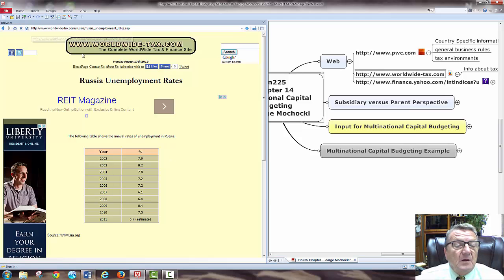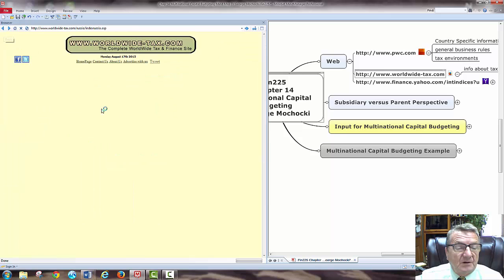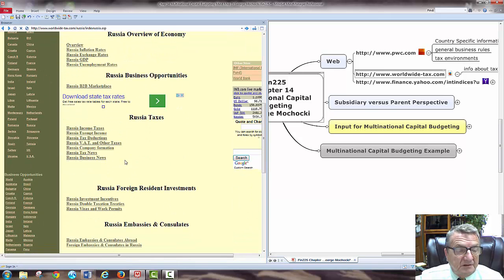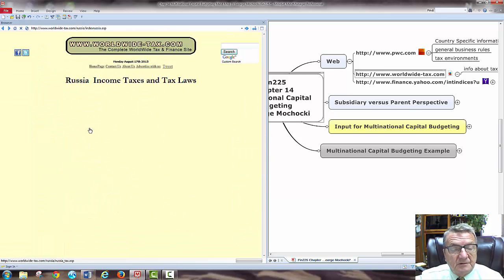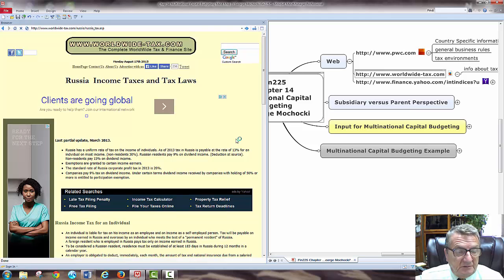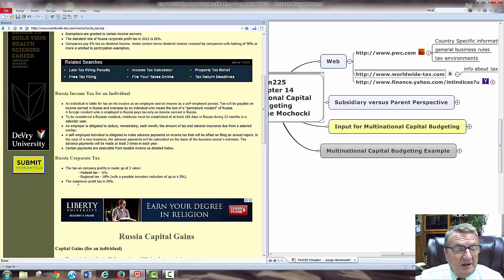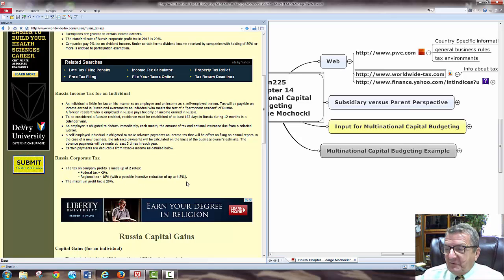All right. So there's a lot of information you could get on these sites. I'm not trying to tell you, just click that one. You could find something else: state tax rates, Russia income taxes. Let's see how they tax. Income taxes, 15% on the dividend income. Federal tax is 2%. That's not too bad. Regional tax is 8%. Maximum tax on profit is 20%. So when I'm looking at the tax, I think ours are running around 33%. So it's not too bad doing business in Russia.